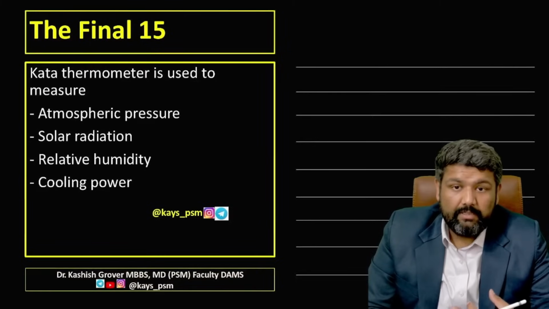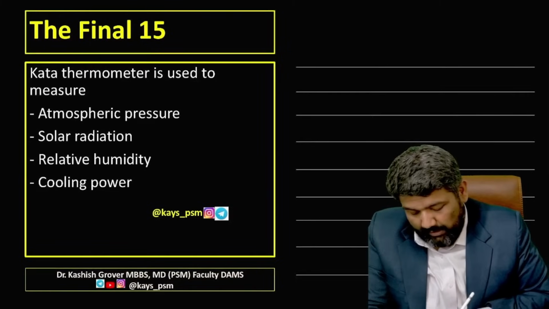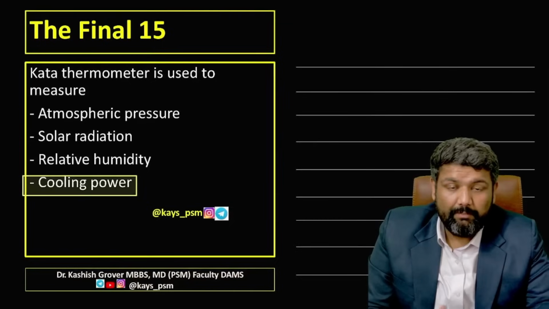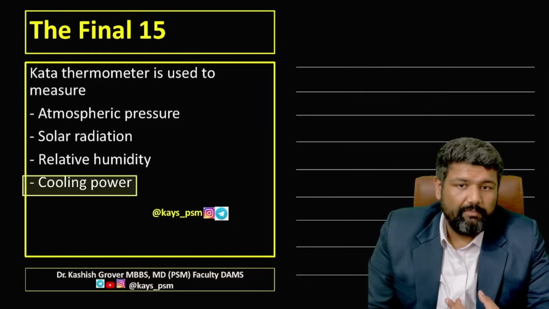Kata thermometer is used to measure cooling power. This is an alcohol based thermometer.